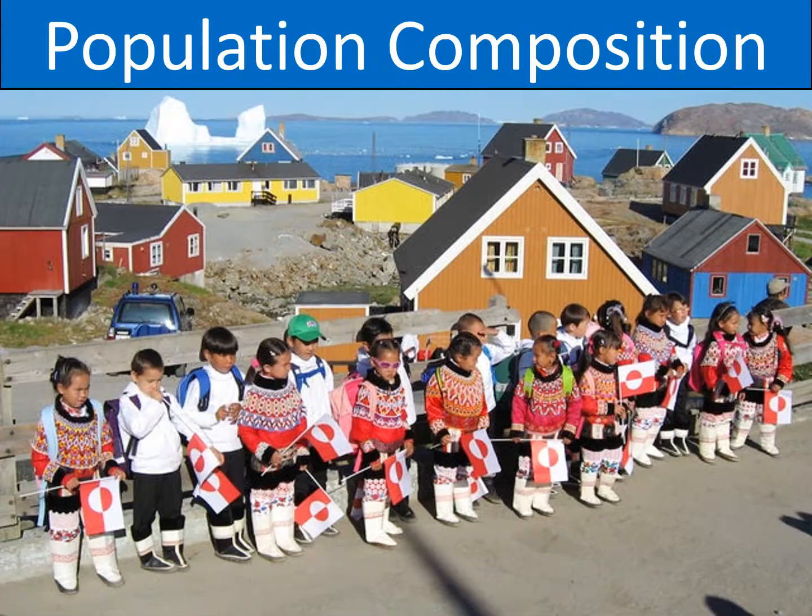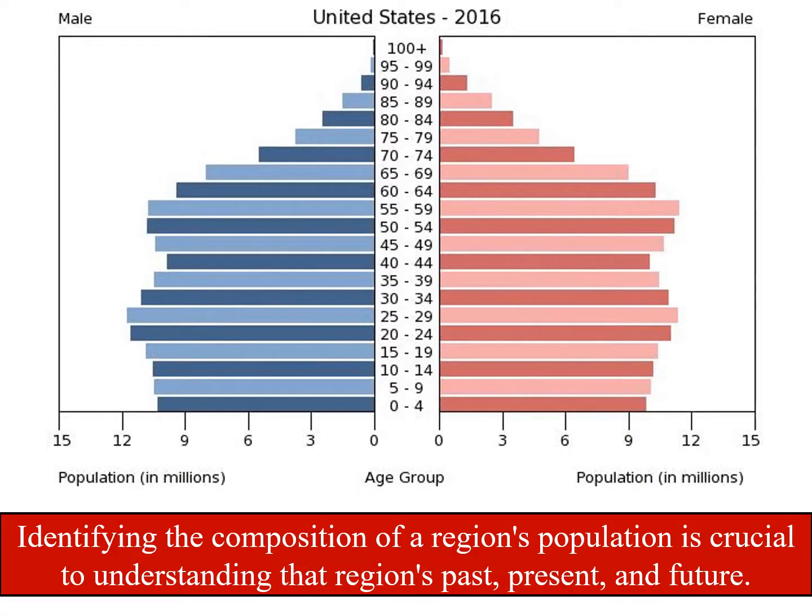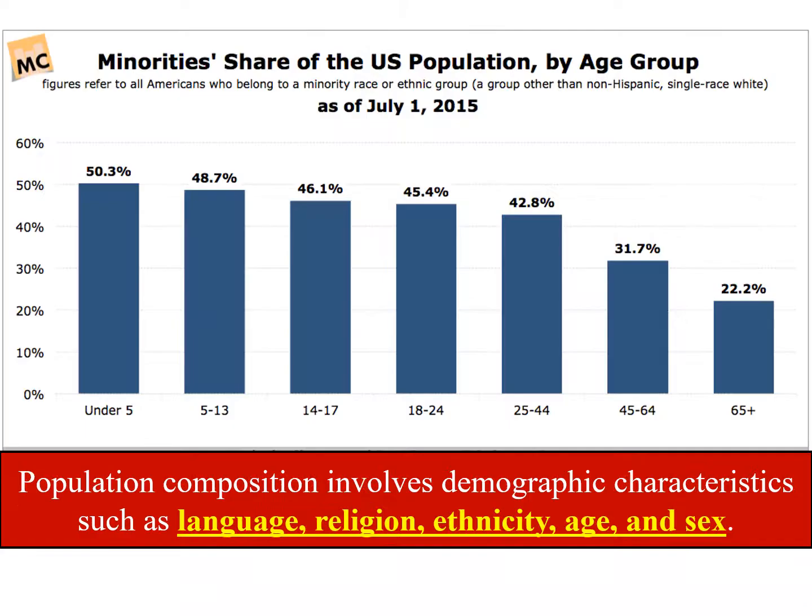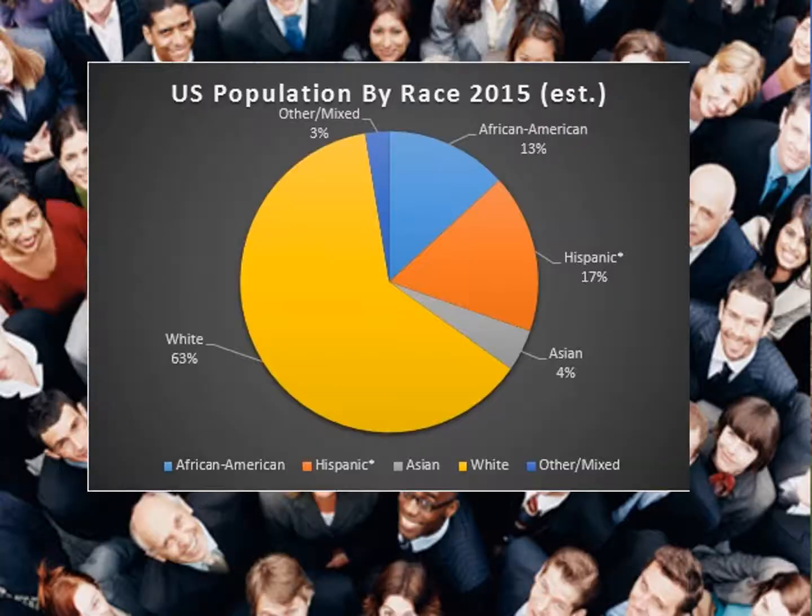Population composition. Identifying the composition of a region's population is crucial to understanding that region's past, present, and future. Population composition involves demographic characteristics such as language, religion, ethnicity, age, and sex. Here we see a pie chart of the U.S. population by race in 2015.